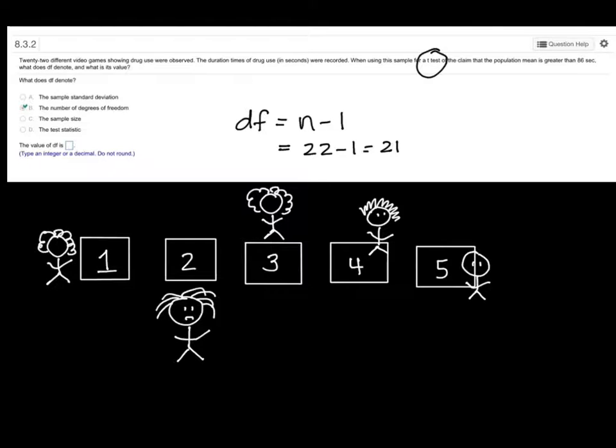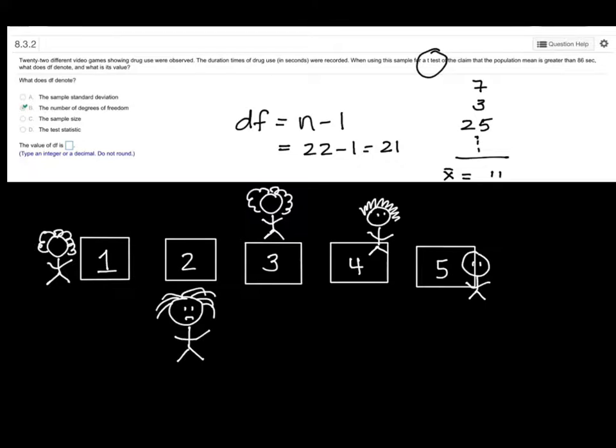So if we come back to this problem where we're talking about 22 different video games, then the idea is that we would know the duration times of drug use in seconds in the particular video games. So maybe the first one was going for 7 seconds, and then 3 seconds, and then 25 seconds, and so on. We've got this whole list, and the idea is that we know what the mean is going to turn out to be for this sample, and we know that the mean is going to turn out to be, I don't know, 11.